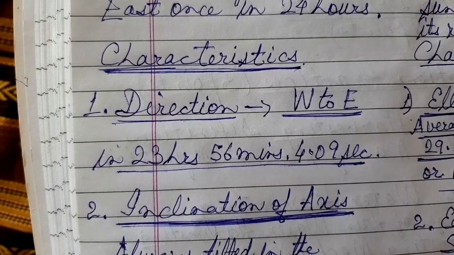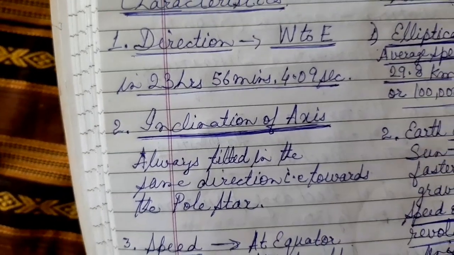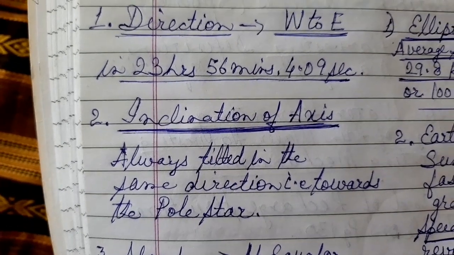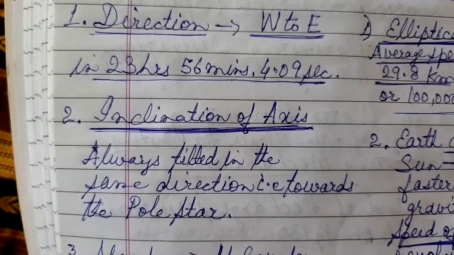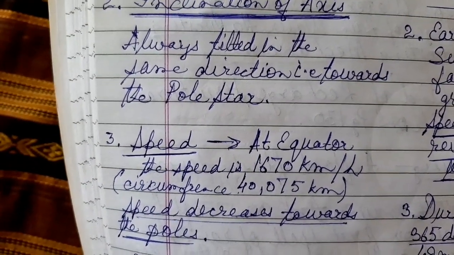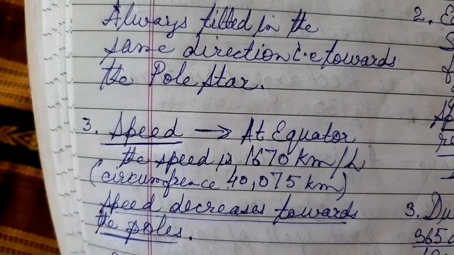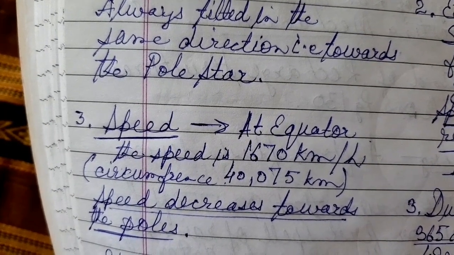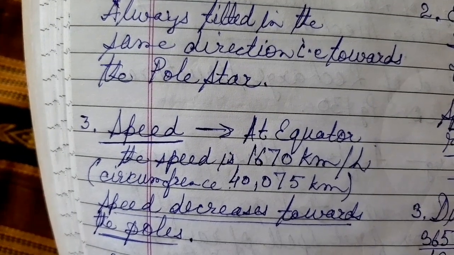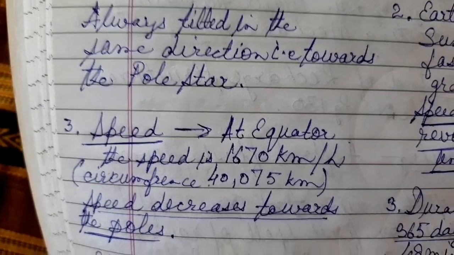The next characteristic is the earth rotates on an inclined axis and it is always tilted in the same direction, that is towards the pole star. I will elaborate on this topic later. The next characteristic is the speed of rotation of the earth at the equator is maximum. It is 1670 kilometers per hour and the distance that it travels is 40,075 kilometers. This speed decreases towards the poles.